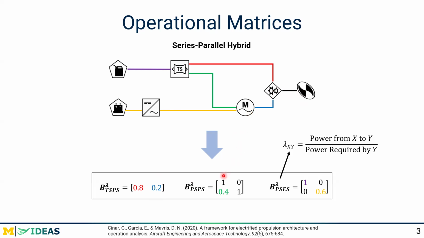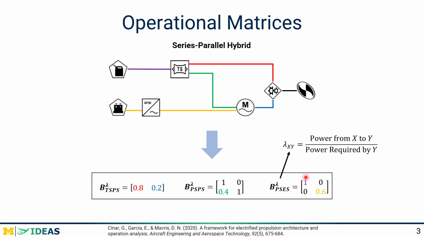Since the power sources drive themselves, we keep the 1s on the diagonal. And we're also going to say that 40% of the power required by the electric motor is going to come from the turboshaft engine. Similarly, 60% of the power required by the electric motor will come from the battery. Lastly, the turboshaft is only connected to the fuel, so the fuel is providing all of the power to the turboshaft, which is why we have a 1 here.